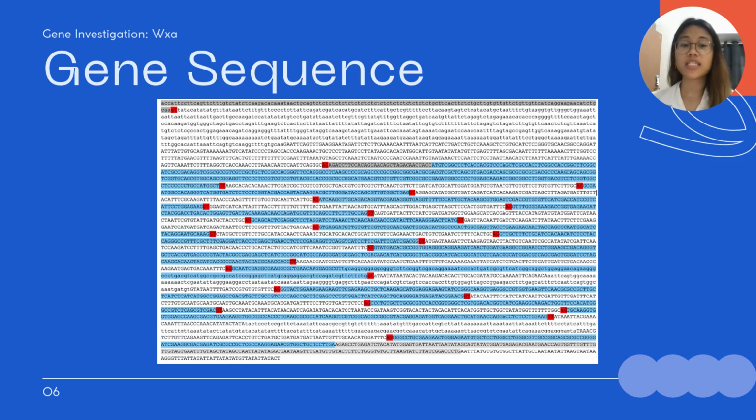Now proceeding to the gene sequence, presented on the screen is the genomic DNA of WXA from RAPDB, wherein the untranslated regions are highlighted in gray, splicing sites in pink, and exons in blue. This sequence was used for the future cloning processes.